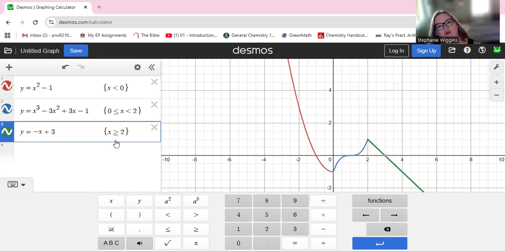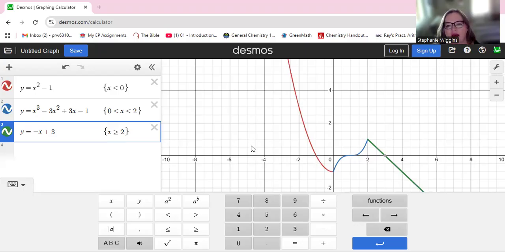So when you're evaluating a piecewise-defined function, you have to look and see where is the value of x that you're plugging into your function. What interval does that lie in? And then you pick the appropriate function to evaluate.